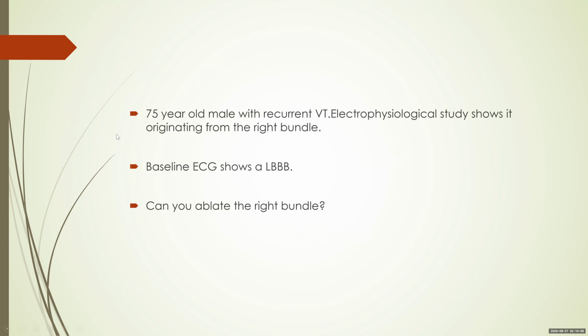So to illustrate, this is a hypothetical case. A 75-year-old male with recurrent VT, that is ventricular tachycardia. So we have localized that the origin of this VT is from the right bundle, all right? And his baseline ECG shows a left bundle branch block. So my question is, can you ablate the right bundle? The patient has a pre-existing left bundle branch block, and now you want to ablate the right bundle. Is that possible? Does this lead to a complete heart block, and does this require a pacemaker? I'll give you a second to think about it.